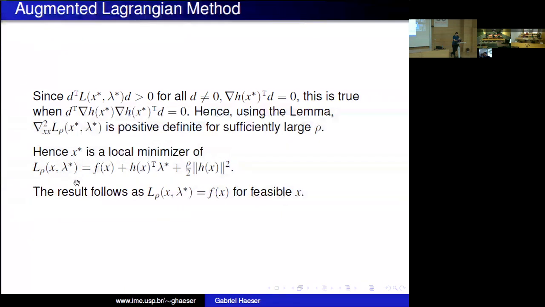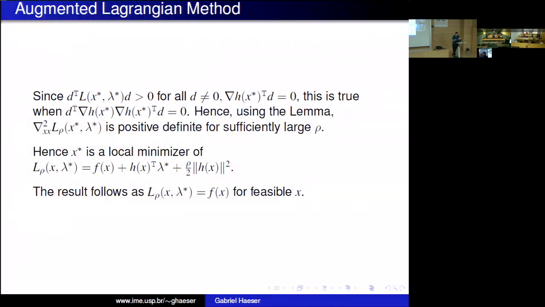at x star, if I compute the augmented Lagrangian at x star, this should be less than or equal to the augmented Lagrangian at an x in a neighborhood. But look what happens if I evaluate this function at x star. It returns the objective function, because it's a feasible point. So h of x star is 0, and this returns the objective value f.